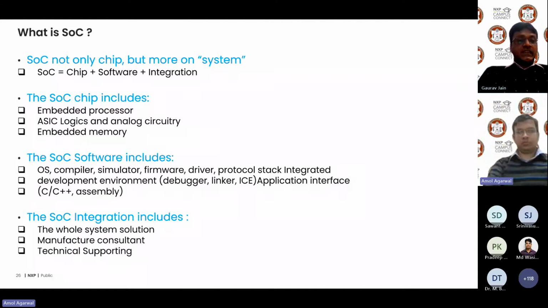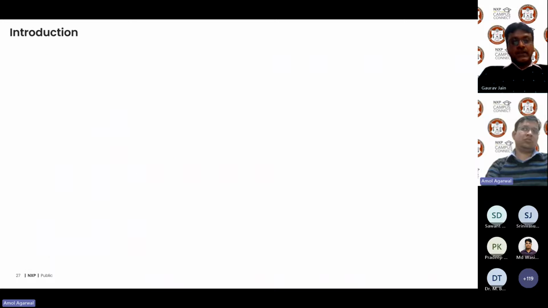Then finally, the integration. Integration is about including the SoC and the software that we are providing in the whole system solution, because it is not just one MPU that will be on the board. There will be multiple MPUs, right? And they might be coming from different chip vendors, where NXP is one of the vendors. And it also includes the consultation to the vendor to basically get it working in the whole ecosystem, along with the technical support to make it work. So that's how it's a complete SoC solution here.